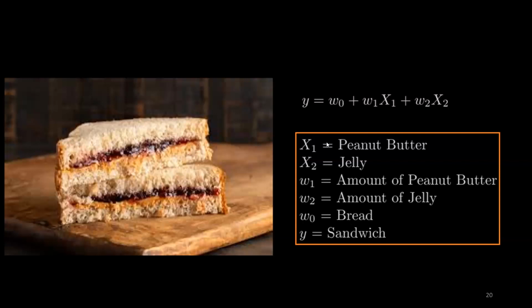So in this example of a peanut butter and jelly sandwich, we learn the concept of multiple linear regression. We see that if we have more than one feature, we will definitely have more than one weight. So the value of the weight will decide which feature has more influence on the target value.